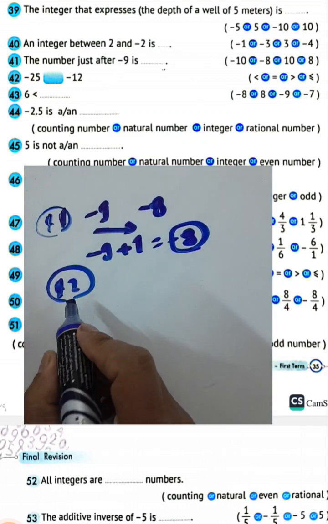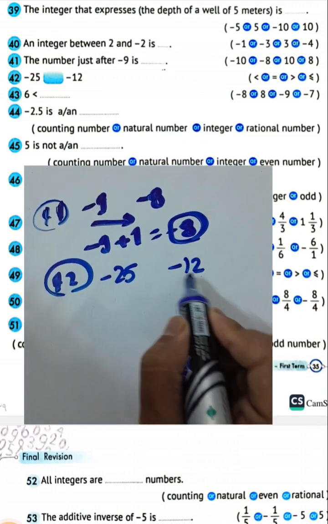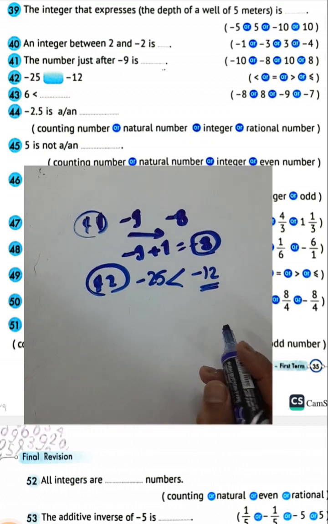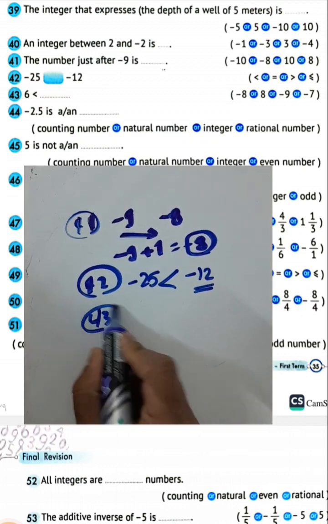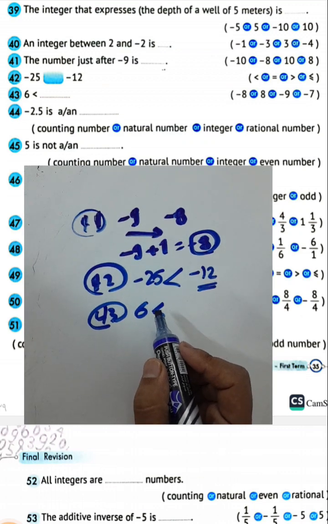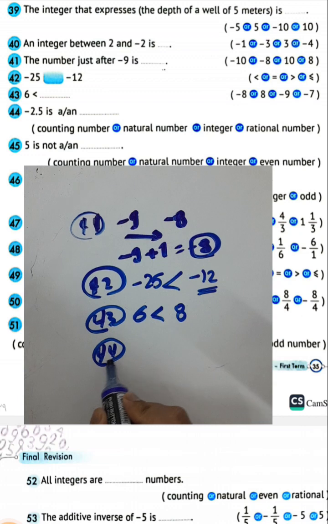Question 42: negative 25 or negative 12. Negative 12 is greater than negative 25. Question 43: 6 is less than space, less than 8.